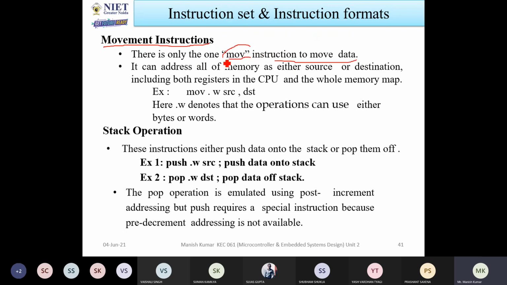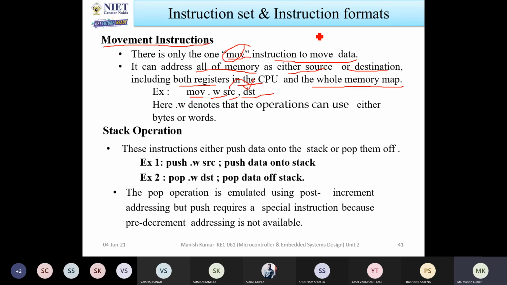So the move instruction is used for moving the data, MOV. It can address all of memory as either source or destination, including both registers in the CPU and the whole memory bank. Now from where you want to transfer the data, you can use the move instruction. Like move.w SRC DST. So SRC is called source register, DST is called destination register. So you can copy the source register to the destination register. Any data will be moved like that.